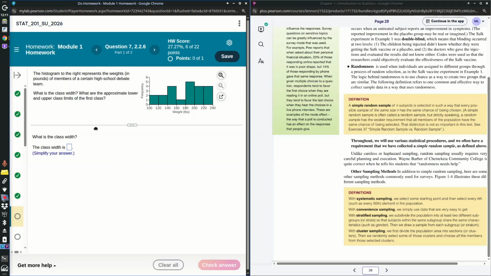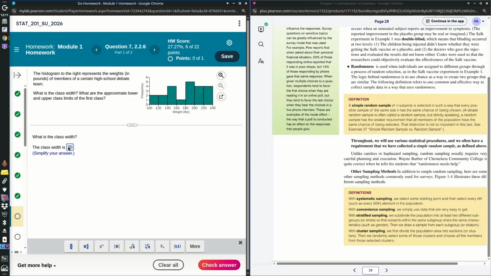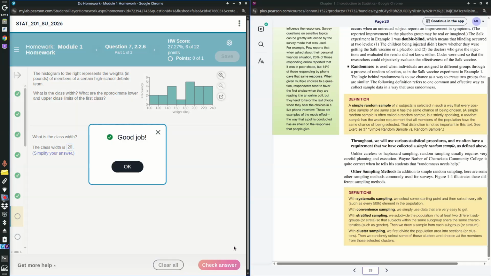Okay, what is the class width? Well, the class width is just the difference between each of the bars. So basically, anybody in group 1 is between 100 and 120. So the width is 20 pounds. Similar for each of the other bars. 120 to 140 is 20 pounds, 140 to 160 is 20 pounds, etc. So the class width is the 20-pound difference between the bottom of the bar to the top of the bar.